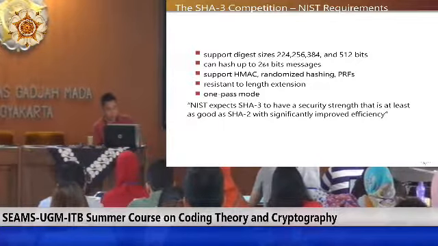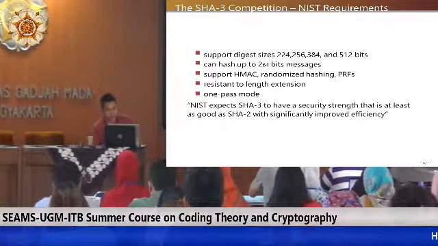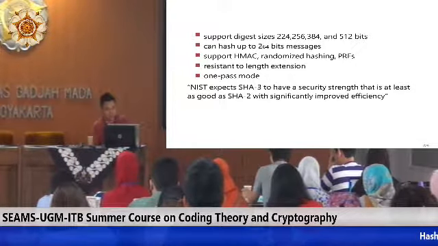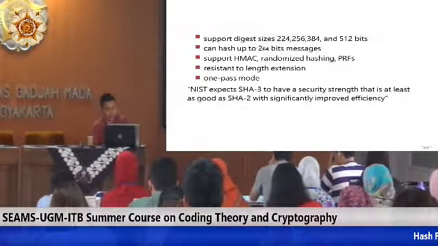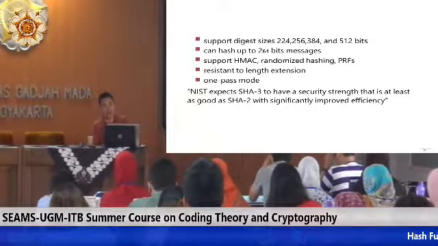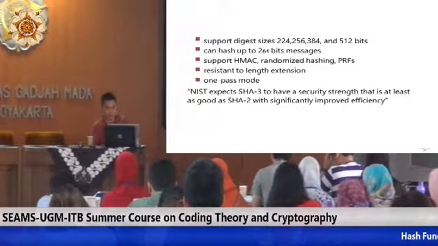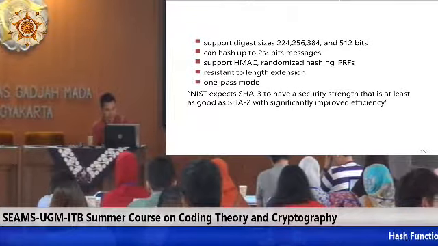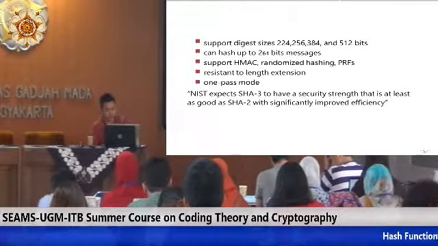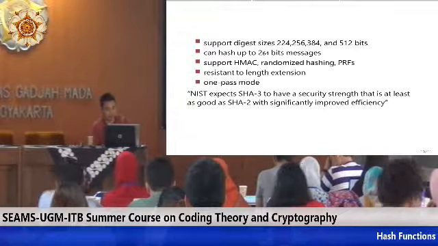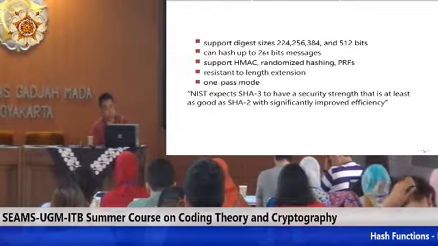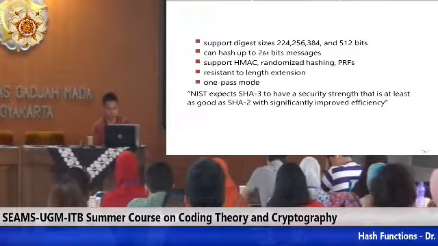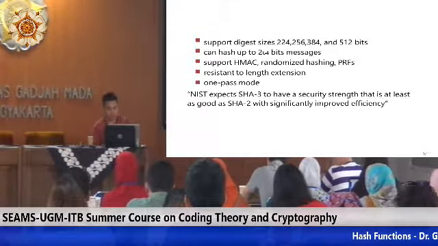It should be able to support HMAC, randomized hashing, PRF, and be resistant to length extension. It should support one pass mode, meaning it processes the message block once. And NIST expects SHA-3 to have a security strength that is at least as good as SHA-2, with significantly improved efficiency, meaning that it should perform much better than SHA-2 in both software and hardware.